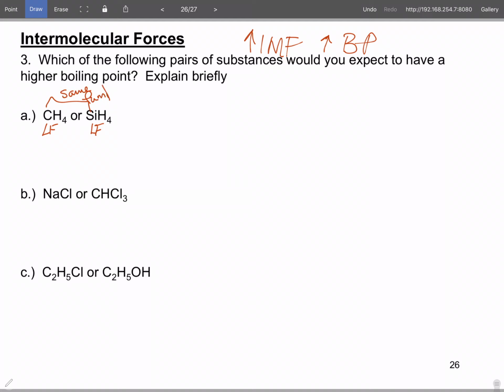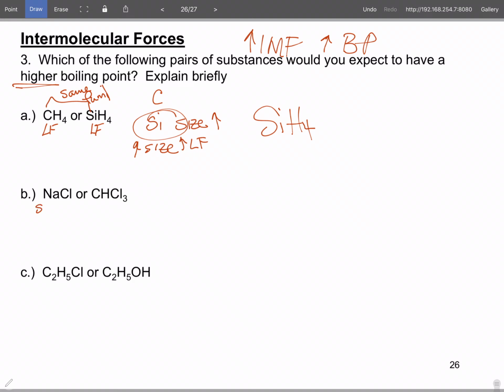So if you're looking at them and you look at a periodic table, you have carbon on top and silicon there. So this is much bigger size-wise. So as we increase size, we will increase the London forces. So the higher boiling point will be silicon tetrafluoride. Okay? All right, so that's how we explain briefly.